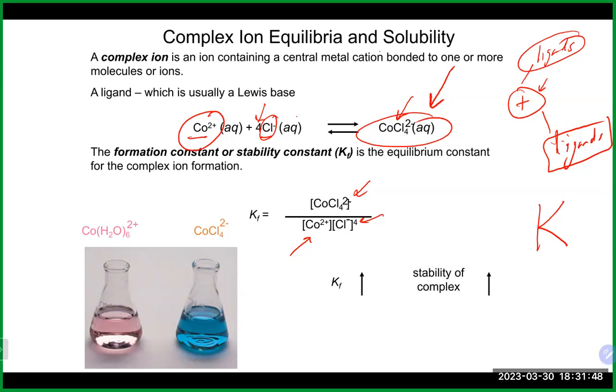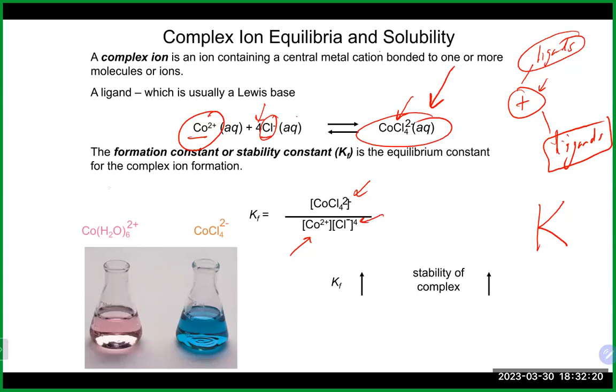So KF values, as we will see, are a little different than KSP values. If you remember, KSP values are very, very small values, and that's because we mainly have reactants, which are solids. With the formation of a complex ion, the KF values are usually pretty big values, which means the formation of a complex ion is oftentimes very much favored to occur because they want to come together really quickly.